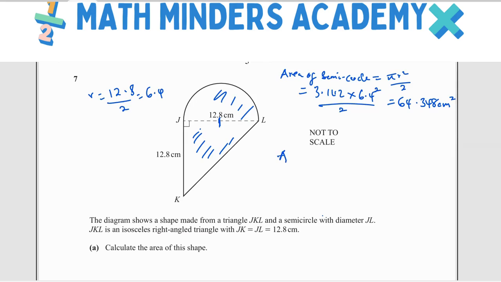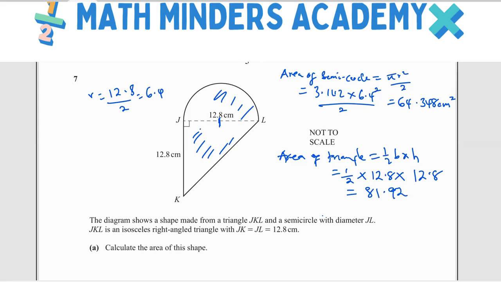Now we look at the area of the triangle, which is half base times height, which is half times the base of this, 12.8, and the height is also 12.8. Okay, and that gives us an area of 81.92 square centimeters.